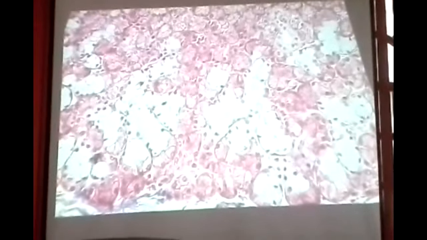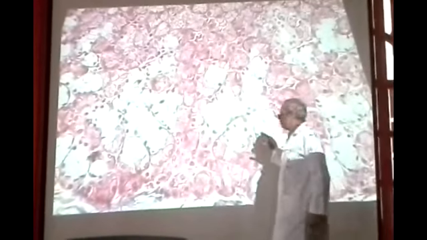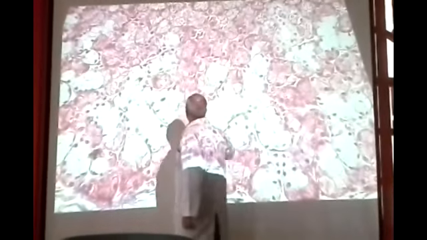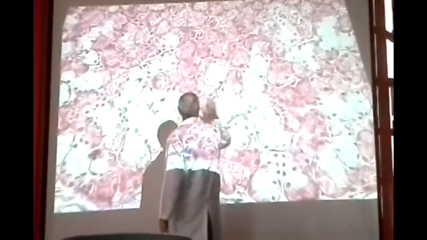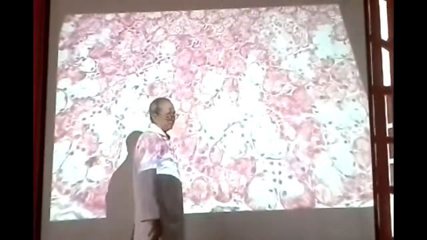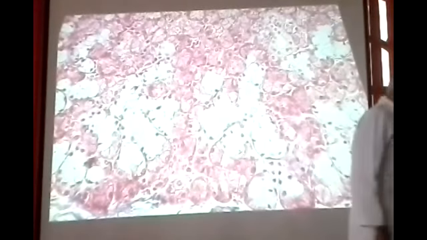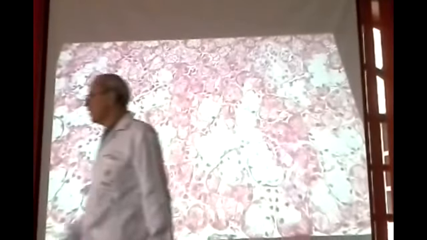As regards the submandibular, it's mixed but mainly serous, so it contains more serous acini than mucus acini. As regards the sublingual, it's mixed but mainly mucus. So we discussed the salivary glands, and we finished the salivary glands.